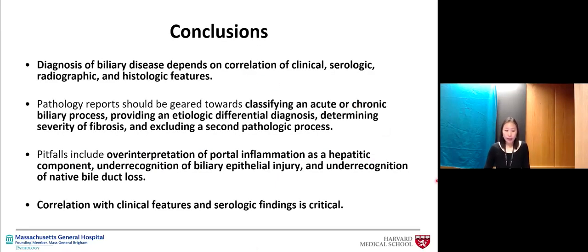So that brings me to our conclusions of biliary disease, which depends on a lot of clinical correlation. We talked about some of the issues that we need to report on in our pathology reports, as well as some of our pitfalls. And with that, I think I will leave it at that.